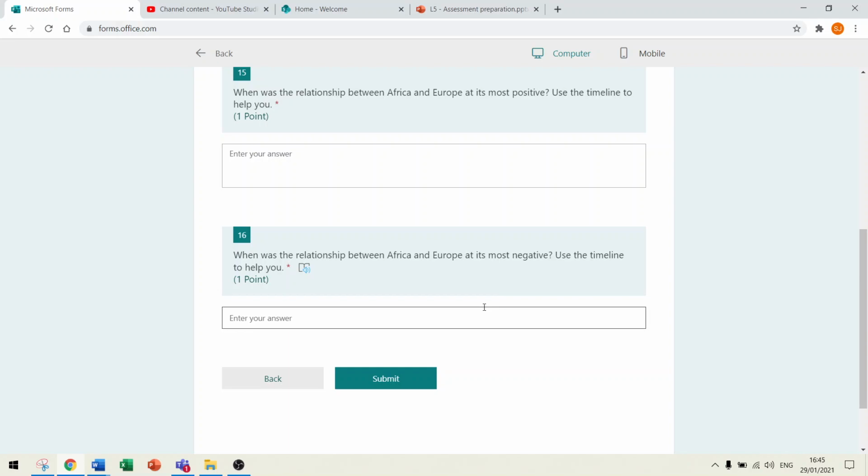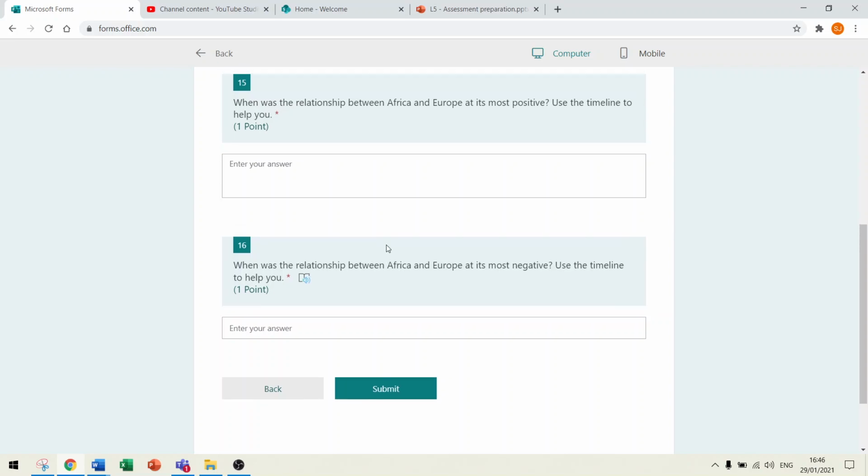So this is just prepping you for some key knowledge and for you to start to think about what you think was the biggest turning point. Next week, we will set you the assessment on forms again, so we can then mark that, and your history teachers can then mark that and give you some feedback as well.